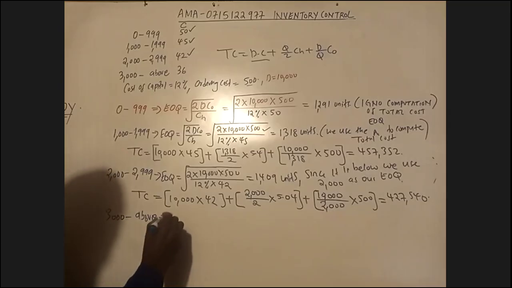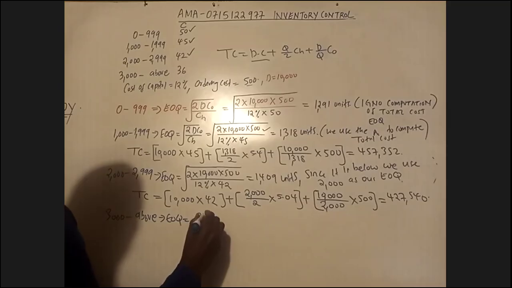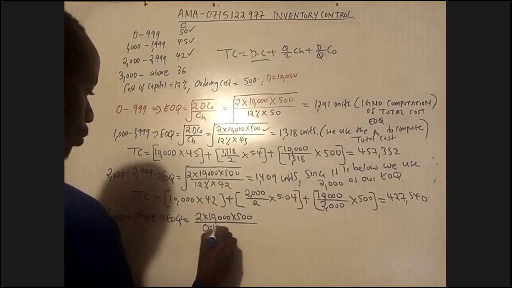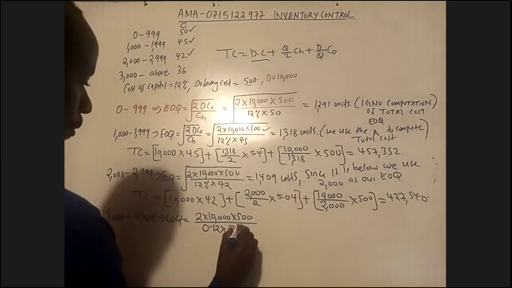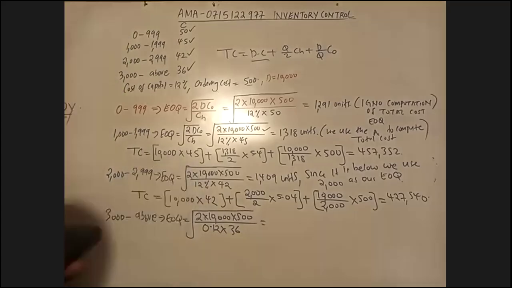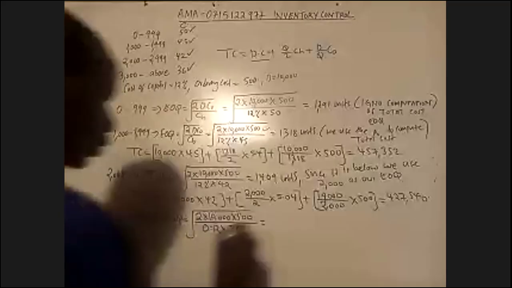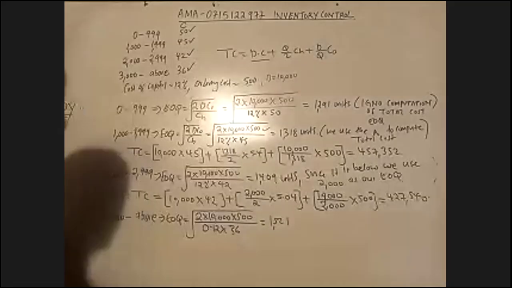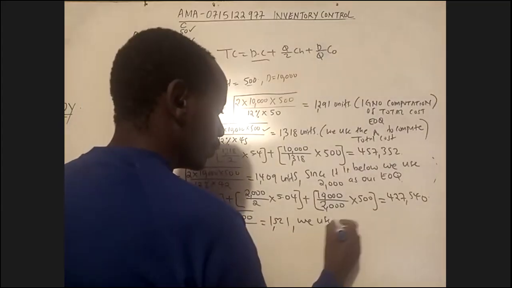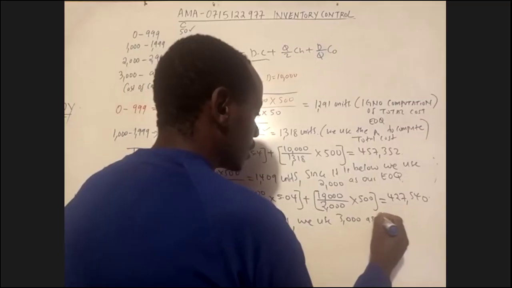So what will be your Q? 2 times 10,000 times 500 divided by 0.12 times 36, then square root gives 1521. Is it below? It is below. Now we use 3,000. We use 3,000 as our EOQ.